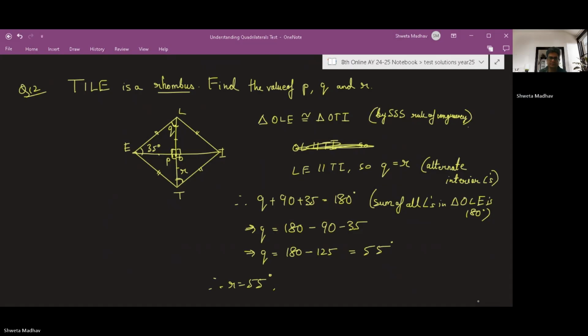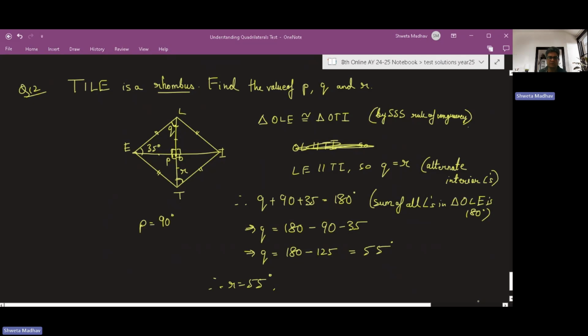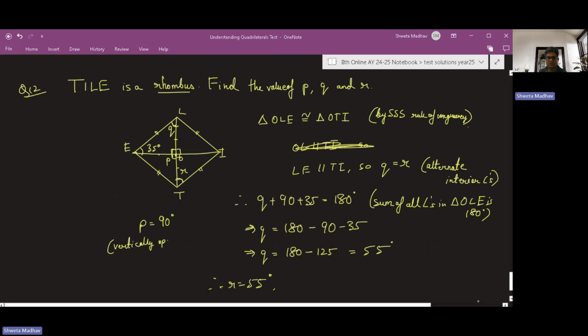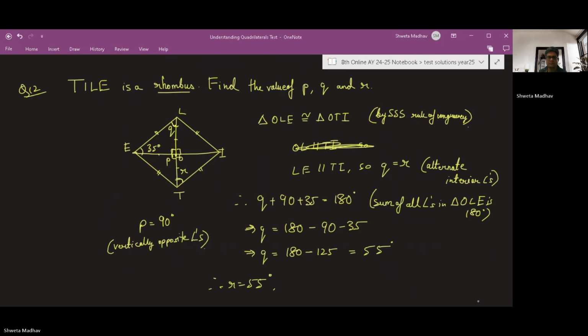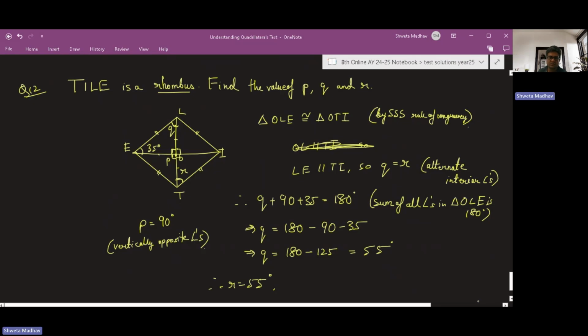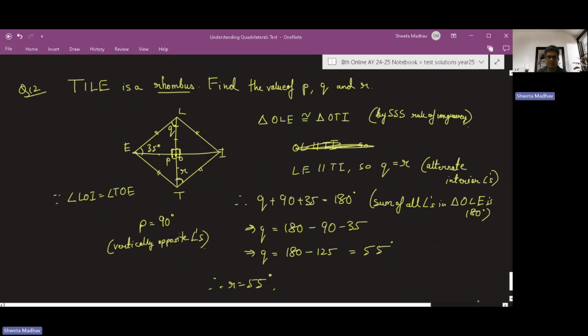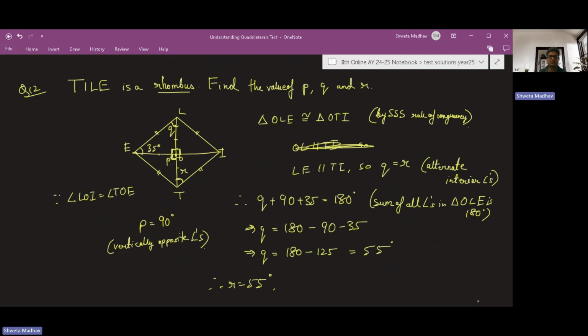And angle P will obviously be 90 degrees, since vertically opposite angles are equal. Since I can say angle LOI would be equal to angle TOE, since they are vertically opposite angles. So this angle also will be a right angle.